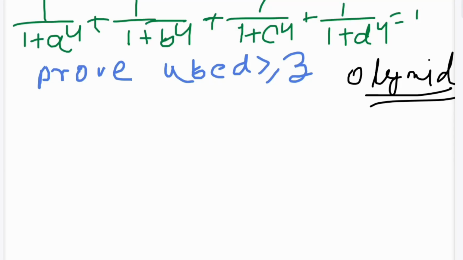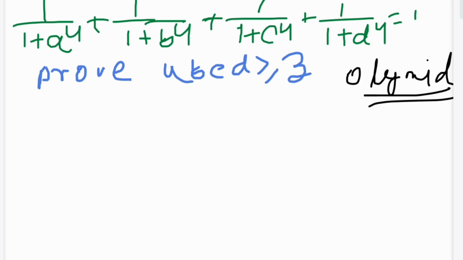So guys, we are going to solve a very important problem from Olympiad. The problem is 1 over (1 plus a raised to the power 4) plus 1 over (1 plus b raised to the power 4) plus 1 over (1 plus c raised to the power 4) plus 1 over (1 plus d raised to the power 4) equal to 1. It's given. We have to prove that their multiplication, that is abcd, is equal or greater than 3.